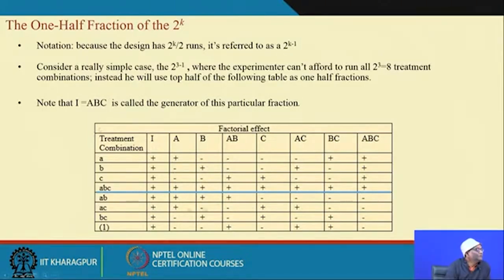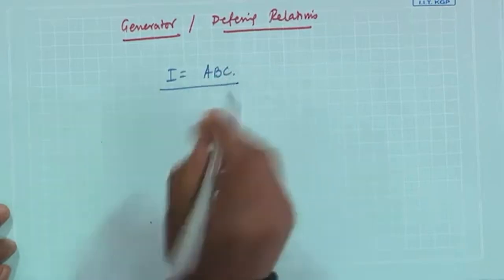So, you see this table, 2 to the power 3 minus 1 design, and this is basically the 2 to the power 3 full design. We have written ABC in a special manner, so that you will get all 4 positives first, followed by 4 negatives. And if you see this table, there is one column called I. And if you see the symbols in I and ABC, both are same. Here plus, plus, plus, plus in the first half. So, we can say I equal to ABC.